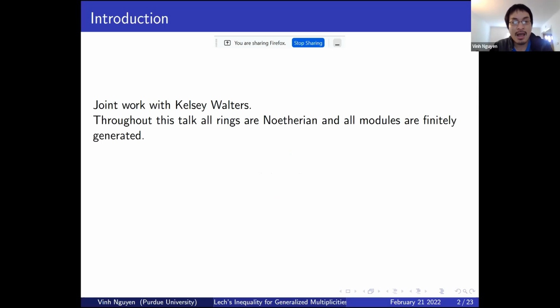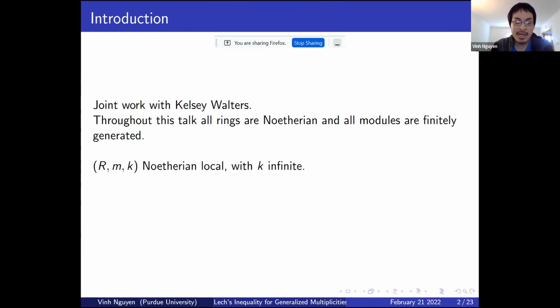Okay, so the work in this presentation is joint work with Kelsey Walters. And throughout this talk, all rings are Noetherian and modules are finitely generated. Okay, I just want to establish some notation first. So R usually denotes a Noetherian local ring, M is its maximal ideal, and K is its residue field.